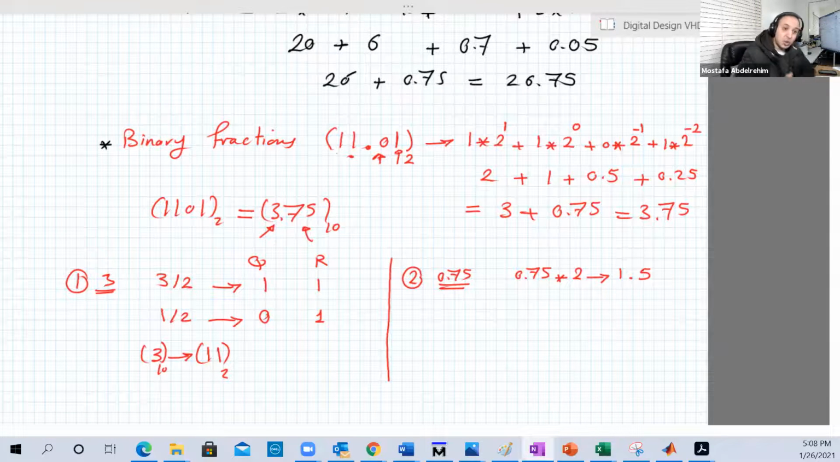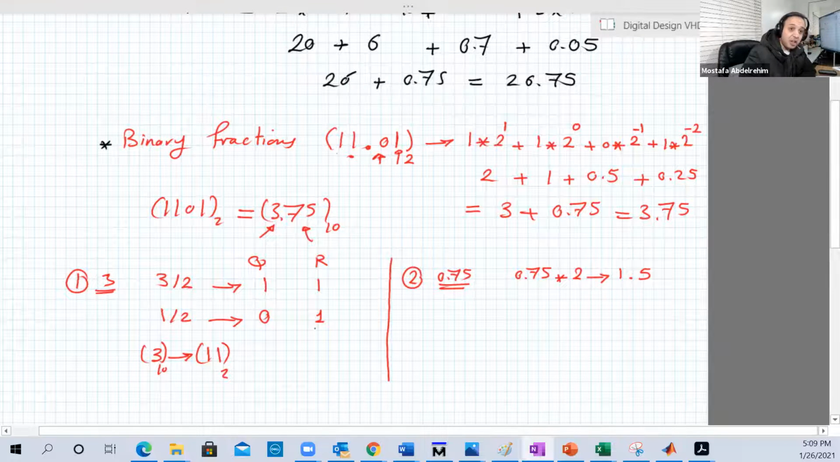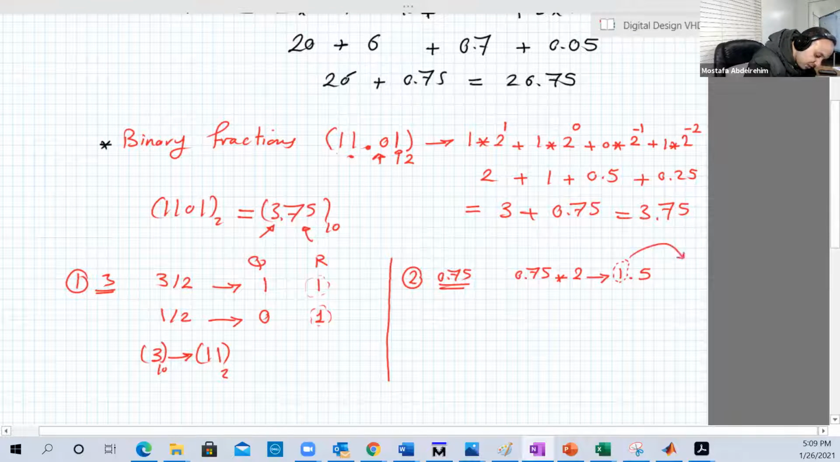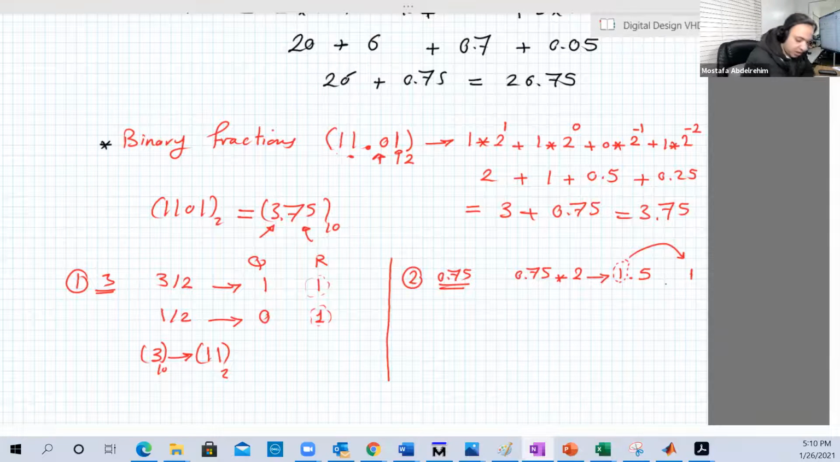And if you remember, we were looking at the remainder before. Here we will look at the integer part. So the conversion will be in this integer part, which will be either 1 or 0, as we will see now. So we get here 1. Then we take the fractional part and deal with it.